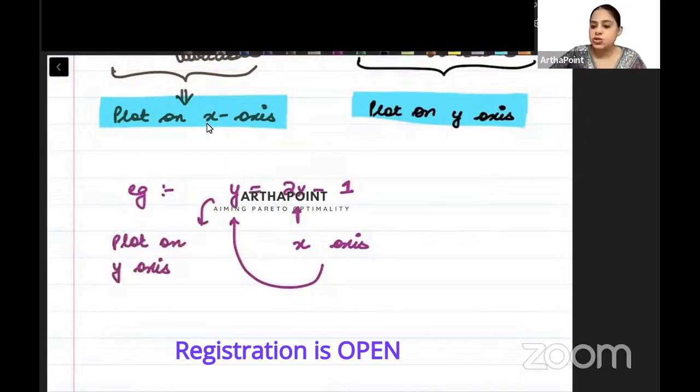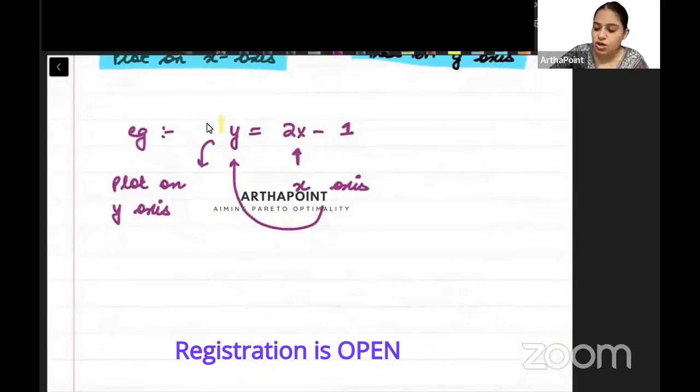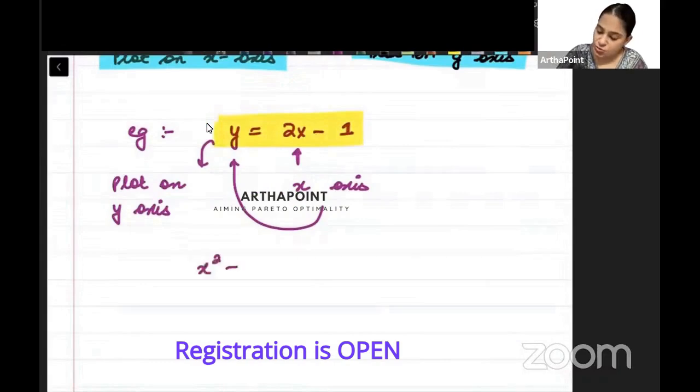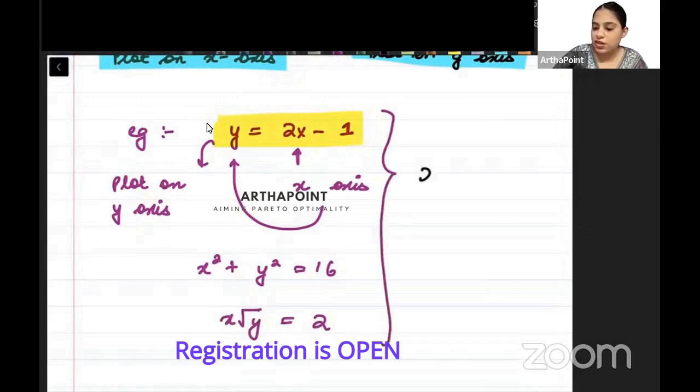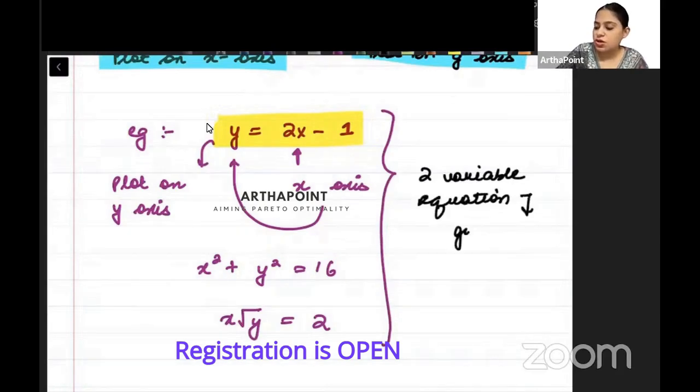Whatever equations that we have, जो भी हमारा equation होगा, जैसे y is equal to 2x minus 1, x square plus y square is equal to 16, x root y is equal to 2, whatever equations we have in two variables, जो भी हमारा two variable equations होता है, we can go ahead and we can represent them using a graph. उसको हम ग्राफ से दिखा सकते हैं. We can present them using a graph.